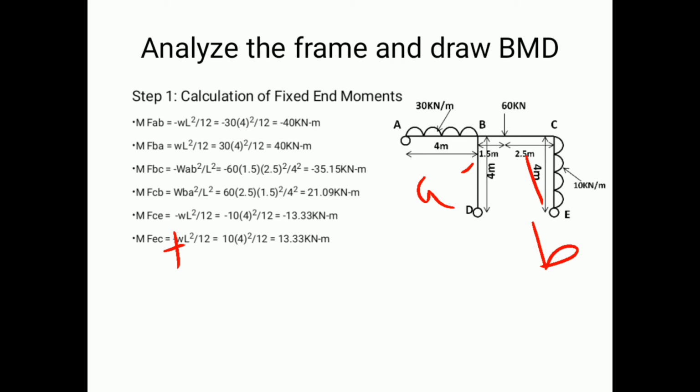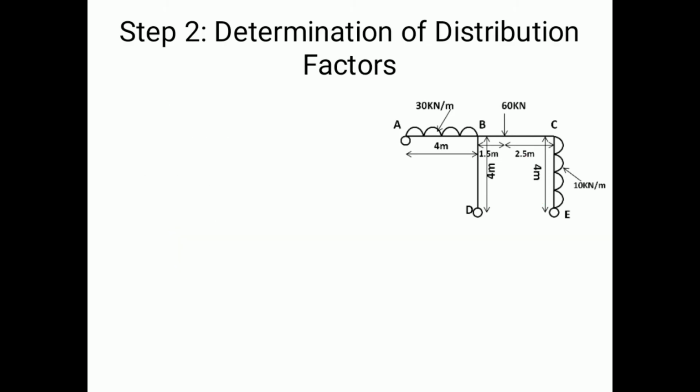So that was equal to 10 into 4 square divided by 12. So that is plus 13.33 kilonewton meter. So we are left with only one span, that is BD, fixed end moments BD and DB. Since it is not loaded with any of the loads, the fixed end moments for BD and DB are taken as 0.